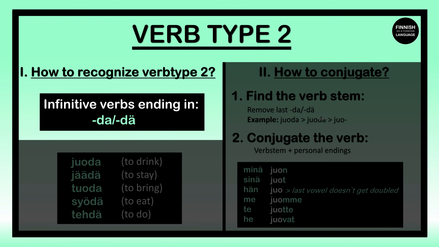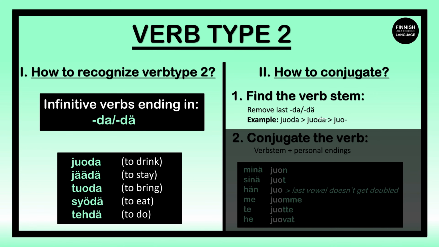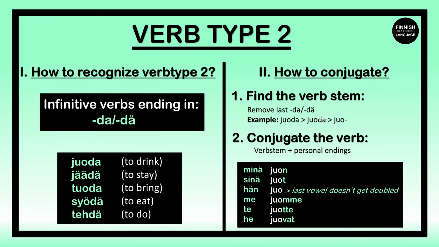How do we recognize verb type 2? If the infinitive verb is ending in da or dä, then it belongs to the second verb type. Here are some examples. Juoda, to drink, or jäädä, to stay. So in order to receive the verb stem, we remove da or dä from the infinitive verb. For example, juoda, to drink, we remove da and we receive juo, which is our verb stem.